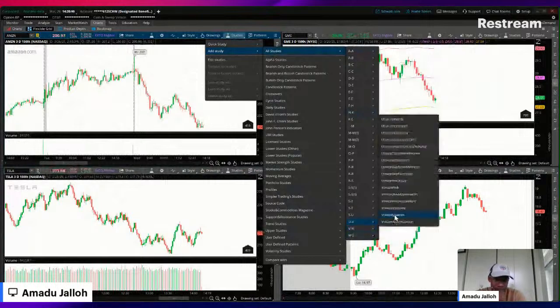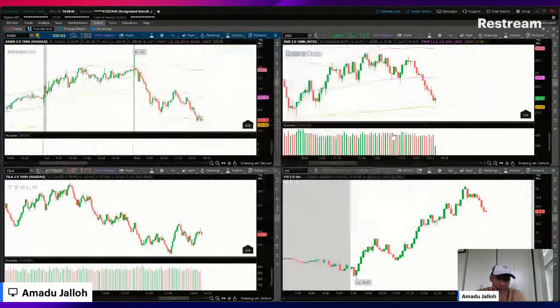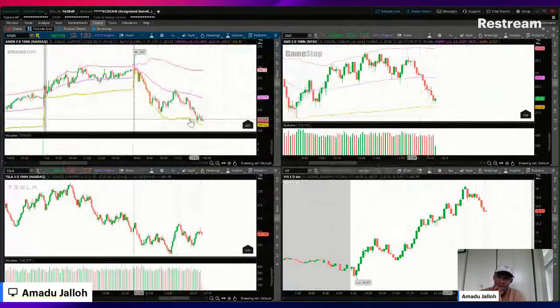Let's look for VWAP. Okay, that's VWAP there. Look, it's pushing below. So when I say the VWAP here, if VWAP holds, then maybe we can see a bounce from these levels. Other than that, this is continuing to tank.